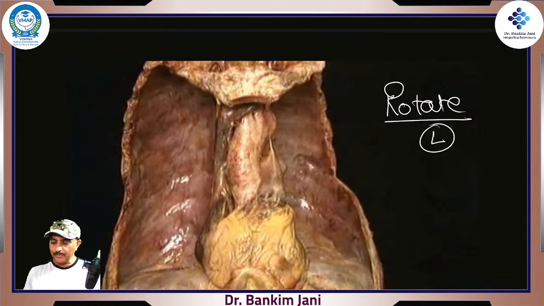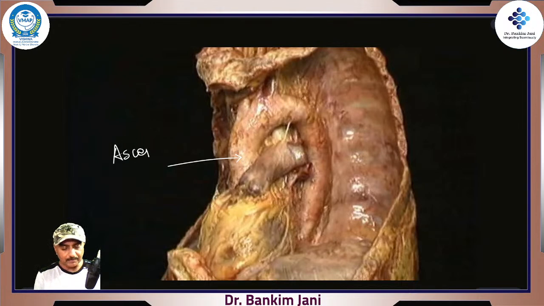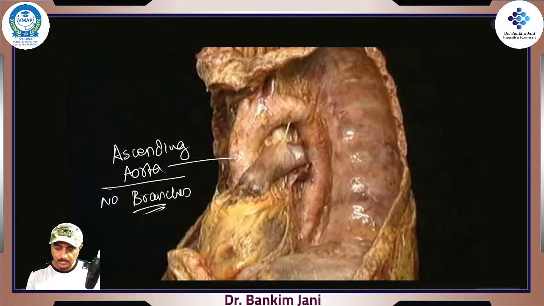Today, moving on to this, we rotate on the left side, easy, right? Now see things which are seen very clearly because we have removed the pericardium. So this is our ascending aorta, right? Ascending aorta comes out of the left ventricle. Ascending aorta has got no branches, right? It has got no branches. This one is the arch of aorta, so that is also good.